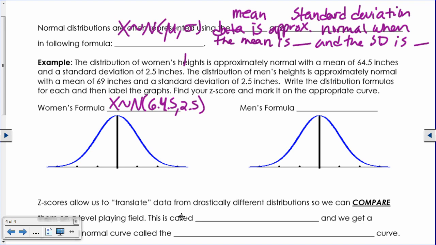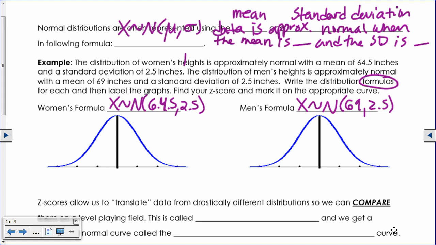Now we're going to do it again. It says the distribution of men's heights is approximately normal with a mean of 69 inches and a standard deviation of 2.5. So how would I write that? X squiggle N. You have your mean and standard deviation. So if they ask you to write a representation or a distribution formula, if you guys see that, this is what they're talking about. Right, so this word formula right here, distribution formula, that's what they're referring to. So we wrote that already.